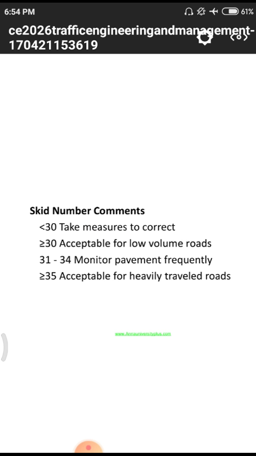Skid number, if it is less than 30, we need to take measures to correct. If it is greater than or equal to 30, acceptable for low volume roads. 31 to 34, monitor pavement frequently. Greater than or equal to 35, acceptable for heavy travel roads. All those are the skid numbers for different layers.